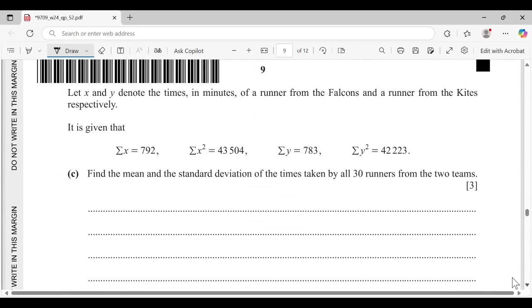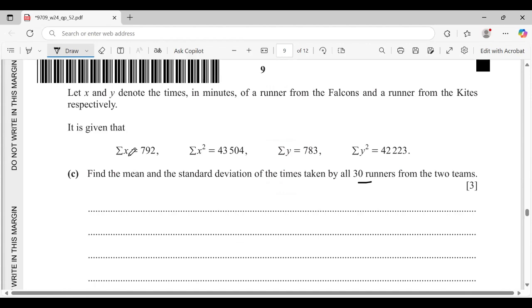X and Y denote the times in minutes of a runner from the Falcons and a runner from the Kites respectively. It is given that sigma x equals 792, sigma x squared equals 40,504, sigma y 783, sigma y squared equals 40,223. Find the mean and the standard deviations of the times taken by all 30 runners. So it means n equals 30 from the two teams.